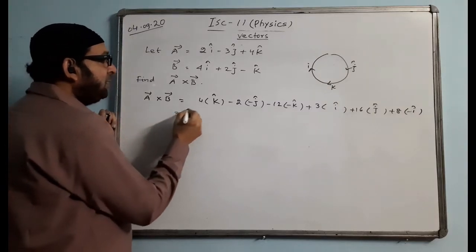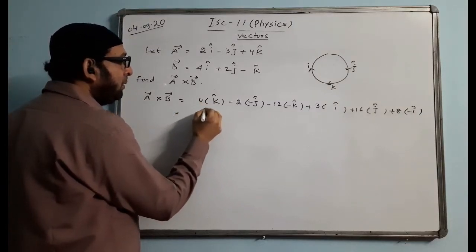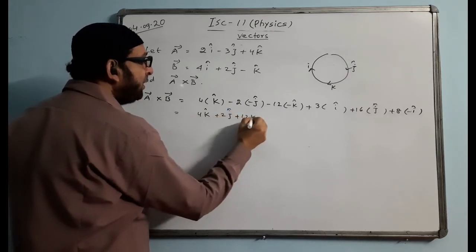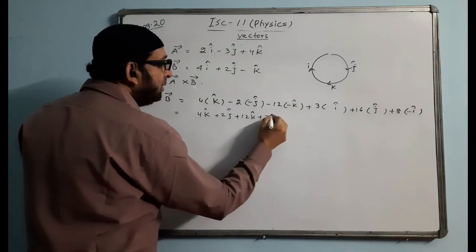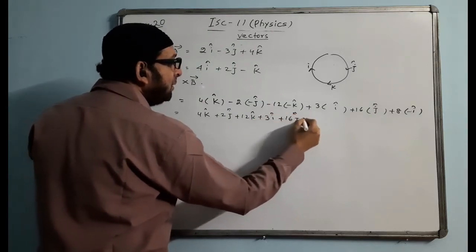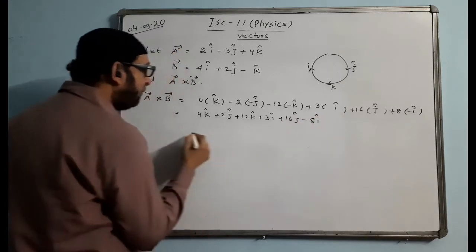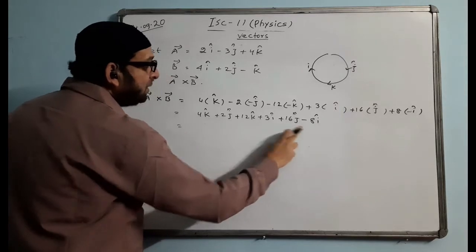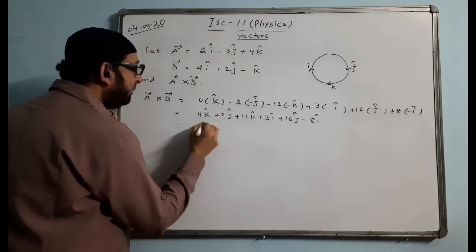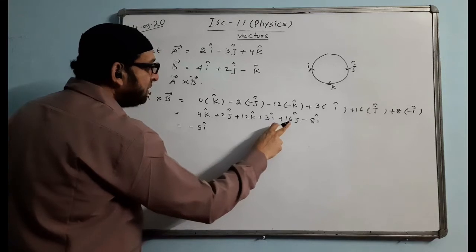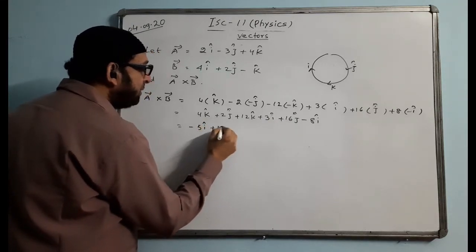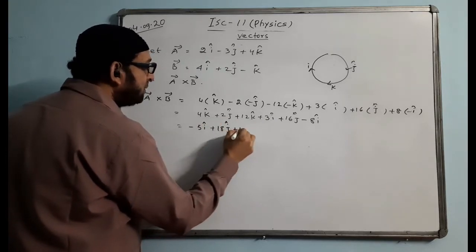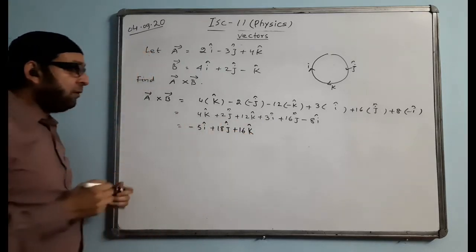Now we will simplify it. This becomes 4k minus minus plus 2j minus minus 12k plus 3i plus 16j minus 8i. Now we will write in order. First we will write I, then j, then k. Simplify. Minus 8i plus 3i will be minus 5i. 16j plus 2j becomes 18j. 12k plus 4k will be 16k. This is the answer of A cross B.